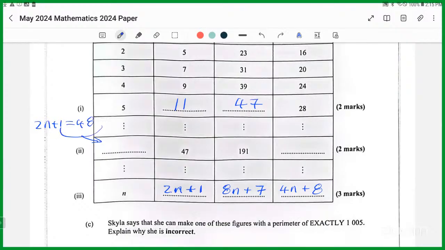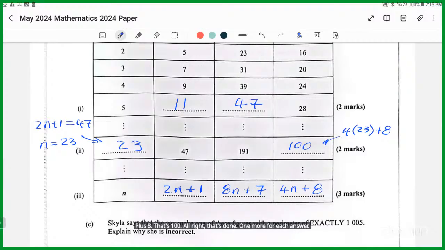Subtract the 1 from 47, we get 46. 46 divided by 2 is 23. So n equals 23. So right here is 23. And if n is 23, we can take the 23 and drop it on this formula and work out this one. How much do you get? 100 flat, because it becomes 4 times 23 plus 8. That's 100. All right, that's done. 1 mark for each answer.